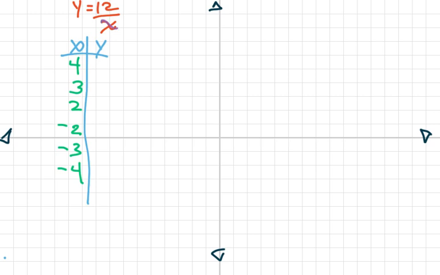So we know we're inputting for that x, so we're basically saying 12 divided by 4. We know that's 3. Then we plug in the 3. 12 divided by 3, we know that's 4. 12 divided by 2, we know that's 6. Now some negatives. Now be careful here because that's negative. So it's 12 divided by negative 2. Well, we know that that'll be negative 6. 12 divided by negative 3, negative 4. 12 divided by negative 4, negative 3. You should be able to do that.